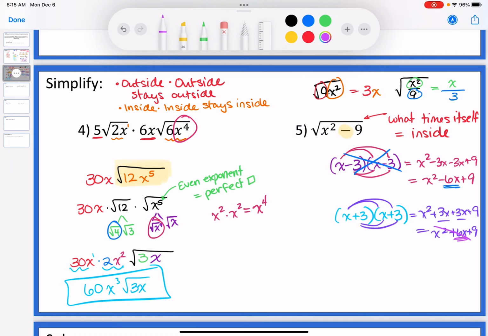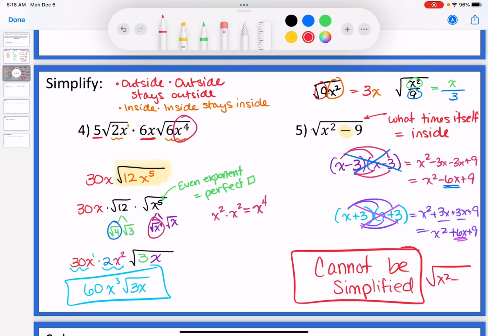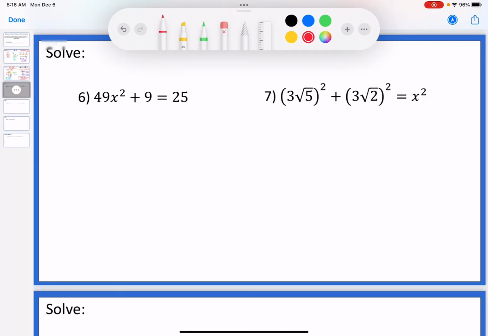I'm not there. So the thing is, when you have a plus or a minus inside this radical, you cannot simplify it. We just write cannot be simplified, or you just rewrite your answer exactly the same and don't do anything, right? Square root of x squared minus 9. I didn't do anything because I have that plus or minus inside. So remember, all of these things for simplifying work if you're multiplying inside or if you're dividing inside. That's when you can simplify. If you have adding or subtracting inside, you're done. That's it, okay?